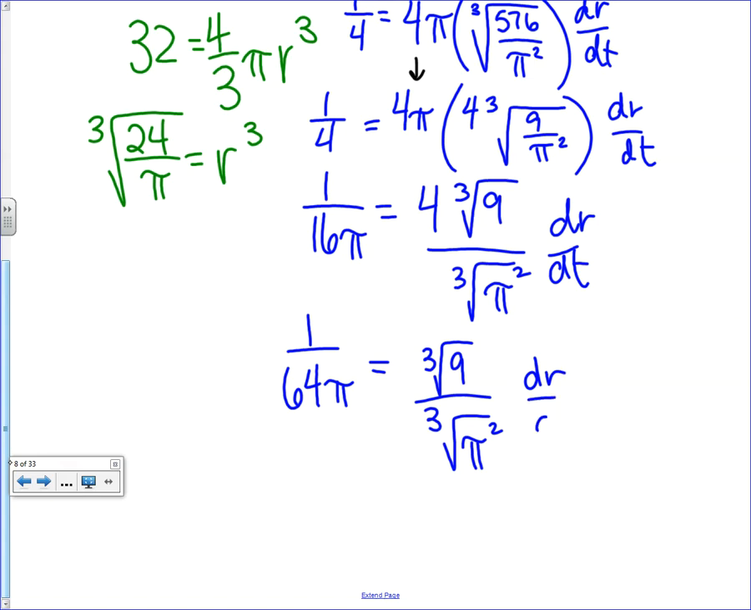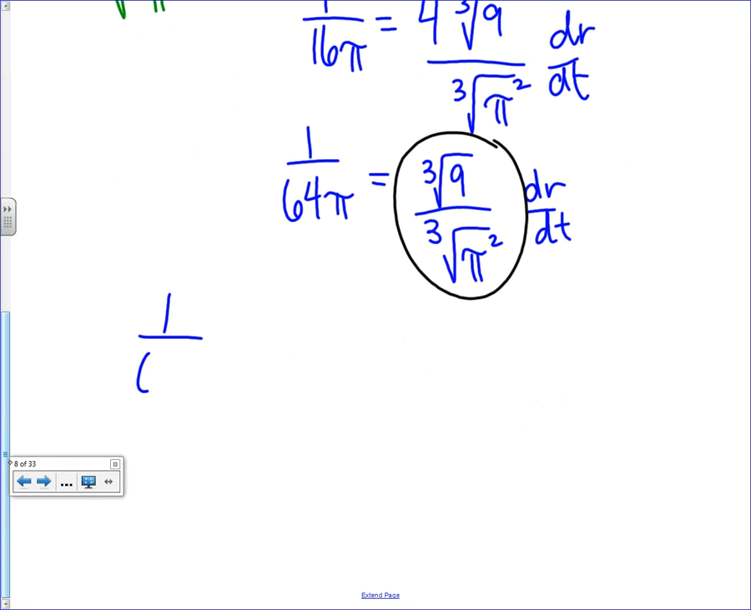squared dr/dt. Now, you know that I can't leave that cube root in the denominator. You also know that I would be dividing this entire quantity over. All of that is going to be divided over. Okay, so when I do that, that will actually be multiplying by the reciprocal. So I have 1/(64π). Excuse me, I said dividing by the reciprocal. That'll be multiplying by the reciprocal. So it'll look like this. Okay, and that will be dr/dt.